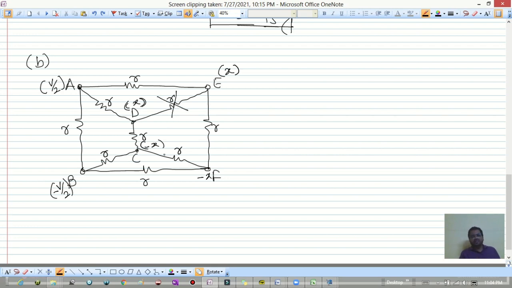This resistance and this resistance have no use. Why? Because potential at D and the potential at E are the same, so no need to use this. Potential at this C and potential at F are the same, so that's why no need to use this R. Now the circuit will become very easy. So I'll just redraw the circuit which is equivalent now to this one.